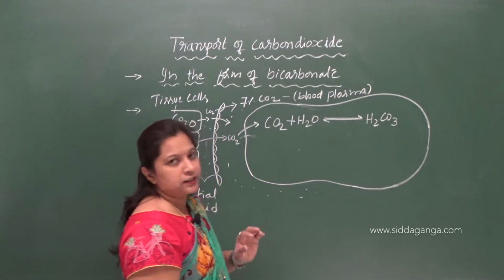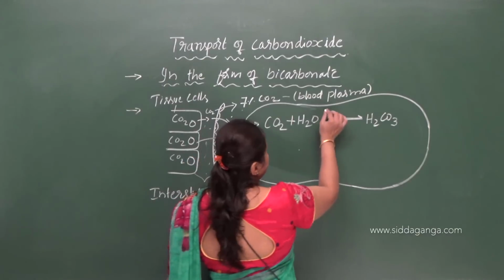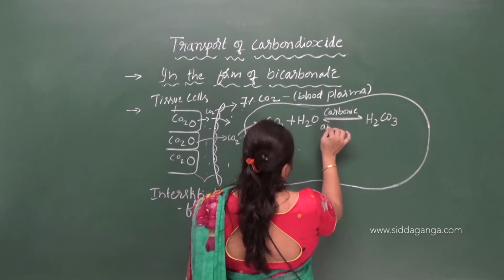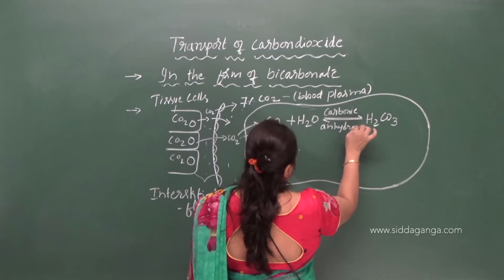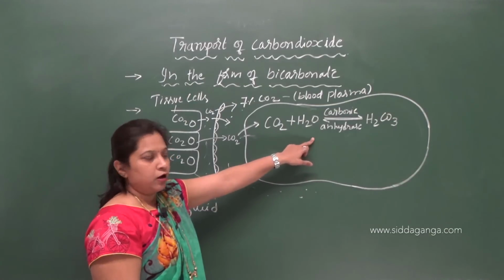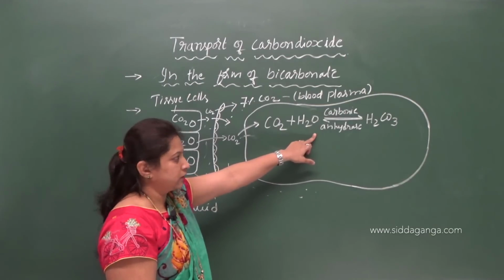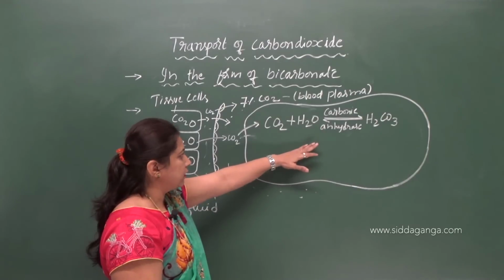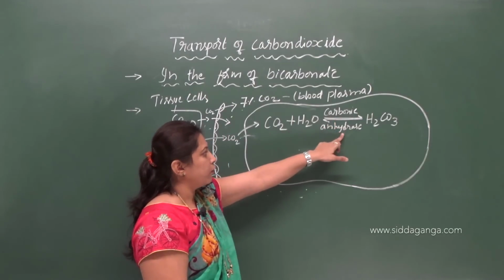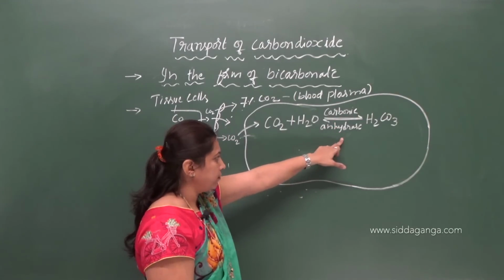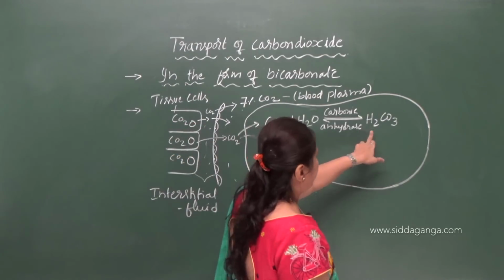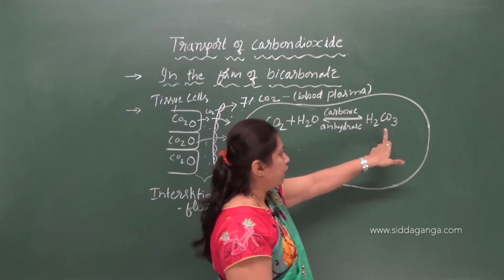This reaction is catalyzed by the enzyme carbonic anhydrase, which is present in high concentration in the RBC. The carbonic anhydrase is an enzyme which catalyzes the formation of carbonic acid. So in the presence of this carbonic anhydrase, which is abundant in RBC, the carbon dioxide combines with water and forms carbonic acid.